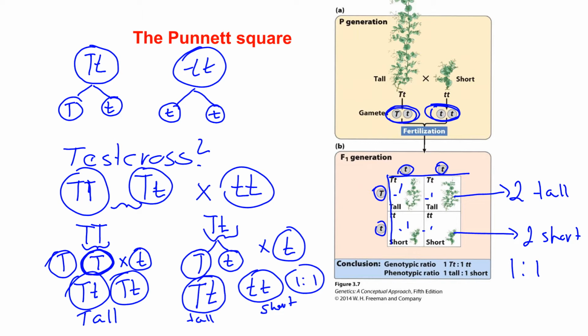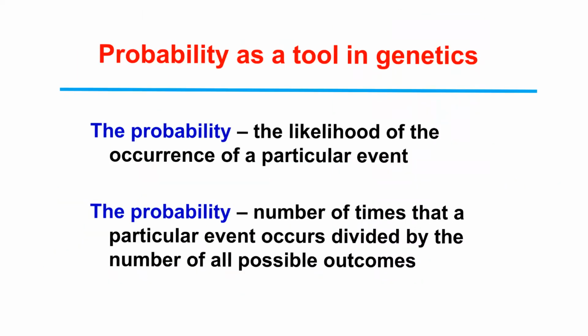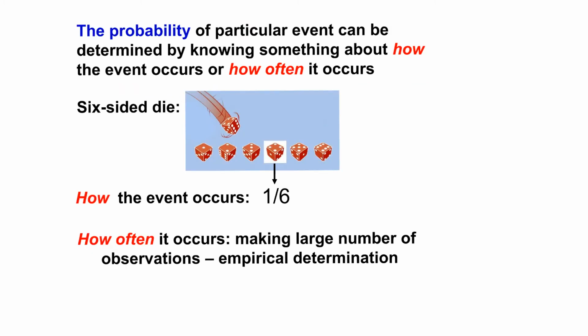Let's now talk about probability and its use in predicting genetic outcomes. So we know that the probability defines the likelihood of occurrence of a particular event. If you want to use probability, you have to know or you have to determine something about the event, either how it occurs or how often it occurs. Let's start with how often it occurs.